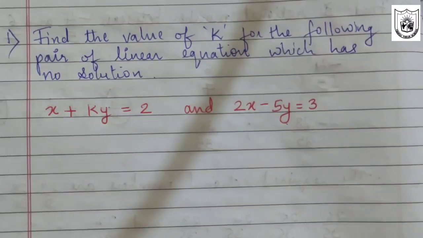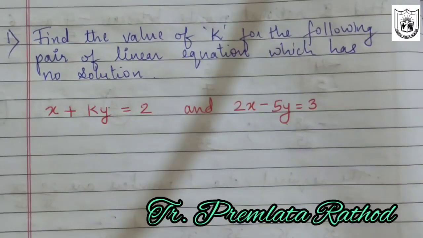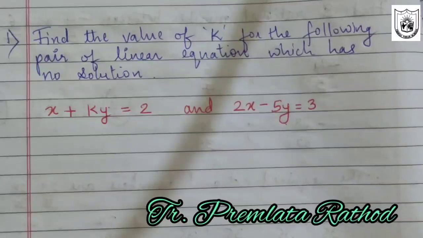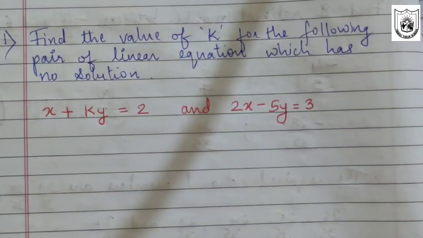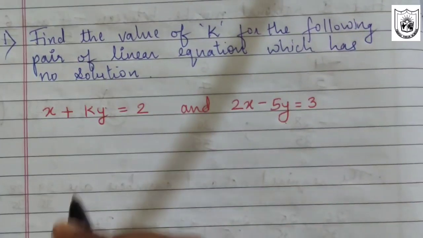Hello students, in our last video we have learned about the conditions for the different types of solutions. So let us solve some problems based on the same. Here we have the first problem. Find the value of k for the following pair of linear equations which has no solution.